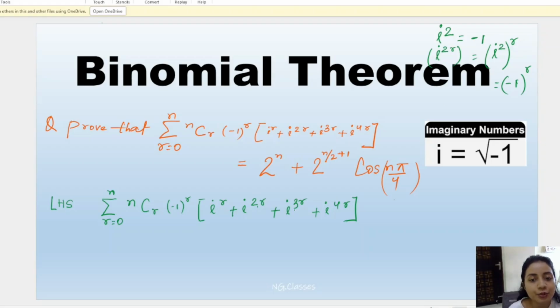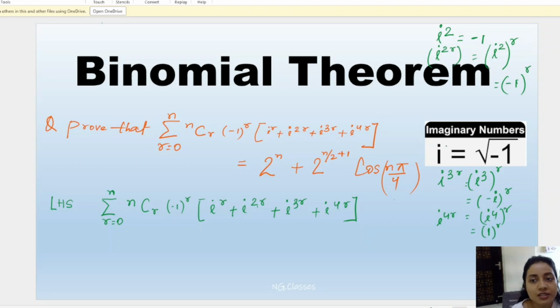Similarly, here we are having i to the power 3r as well as i to the power 4r. Can we write i to the power 3r as i cubed and then power r? Now as we know, i cubed value is minus i, and if you don't know, please find it. So we get (-i) to the power r. Similarly, i to the power 4r can be written as i to the power 4 and then power r. And as we know, i to the power 4 is nothing but positive 1. So we substitute and write this as 1 to the power r.